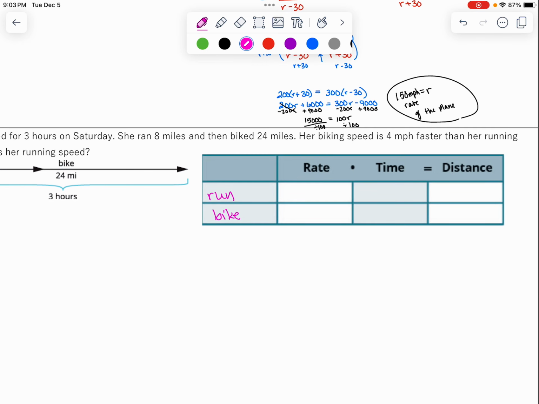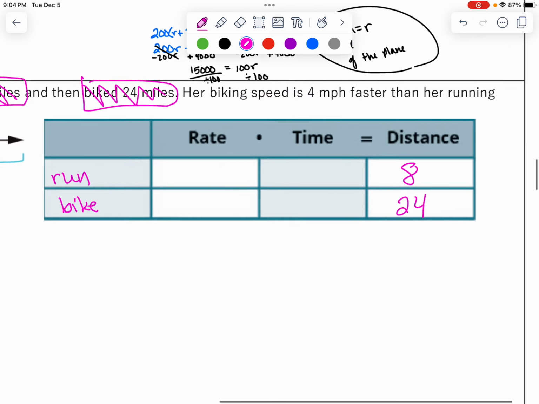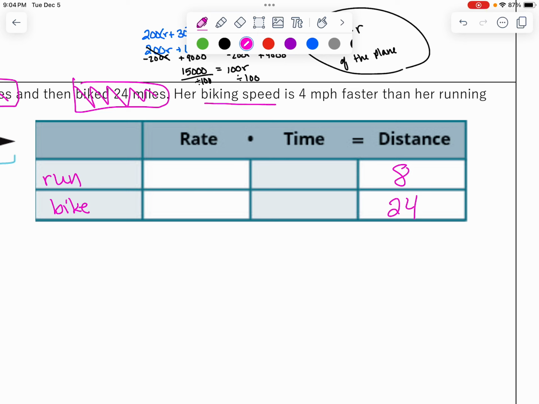Oh, let's do this. Ran 8 miles. Where do you think that goes? Distance. Running 8 miles. Yep, right over here. What do you think this is? She biked. The distance is 24 miles. Okay, now this is maybe weird. Her biking speed is 4 miles an hour faster. How do you do that?